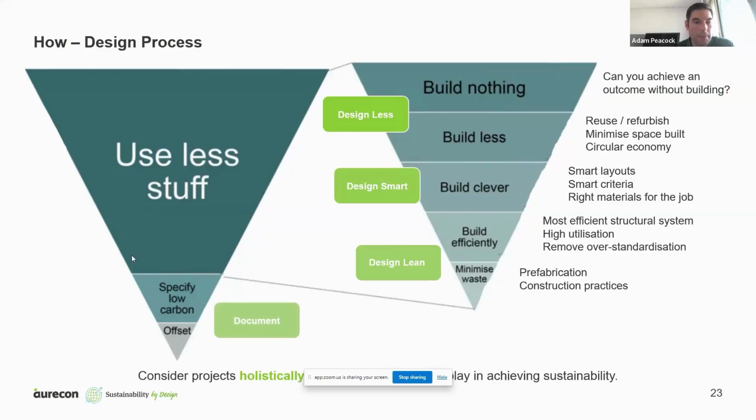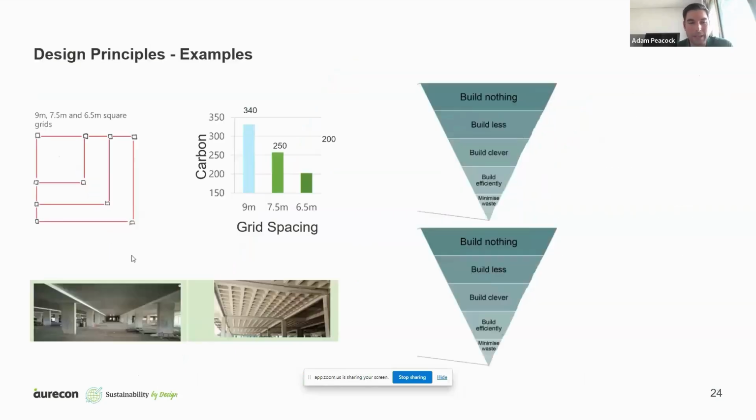And then specifying low carbon materials, so that can obviously be part of the structural specification for steel or concrete or timber or whatever the material may be. And then offsets is basically just there as a very last resort if needed.